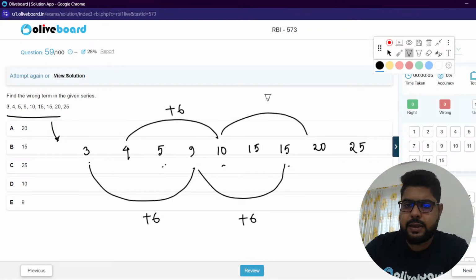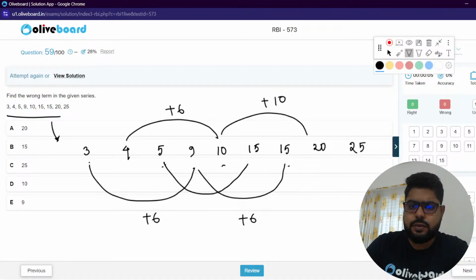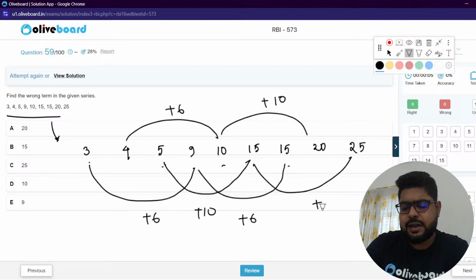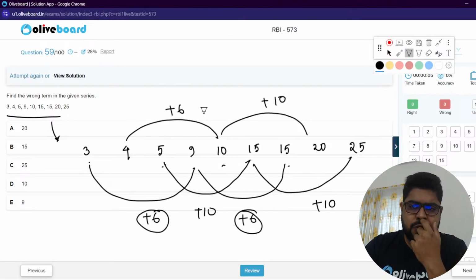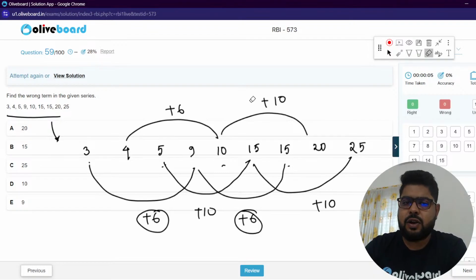10 to 20, it is 10. 5 to 15, that is 10, sir. 15 to 25, that is 10, meaning I'm taking triple series. 6 आ गया, this is 6, so this is 10, so it should be 8 by that logic. So if I take 8 now, if I take this set, then it should increase by 8.